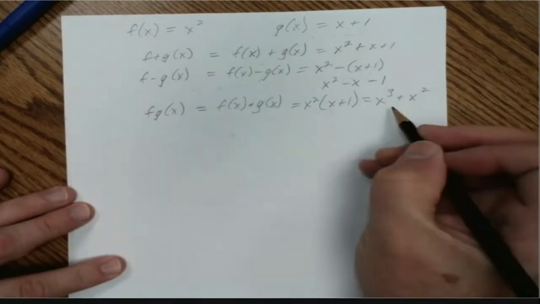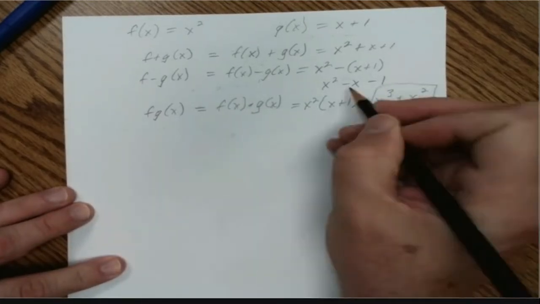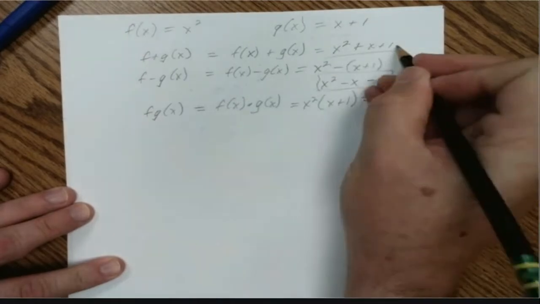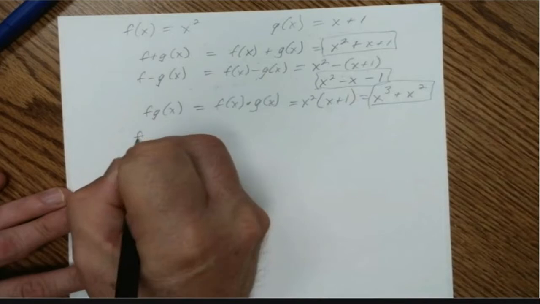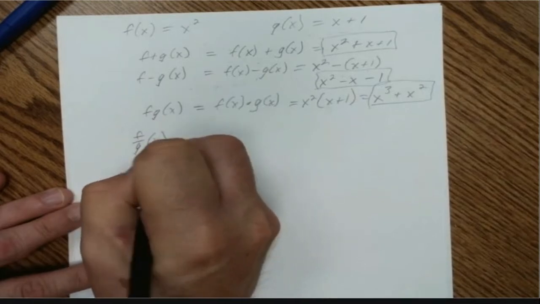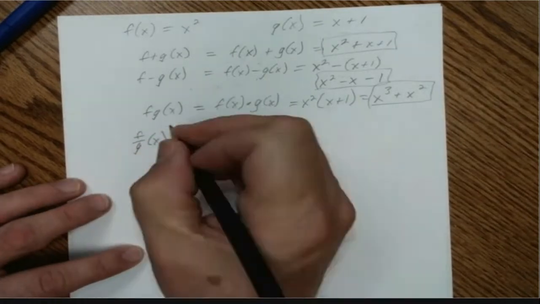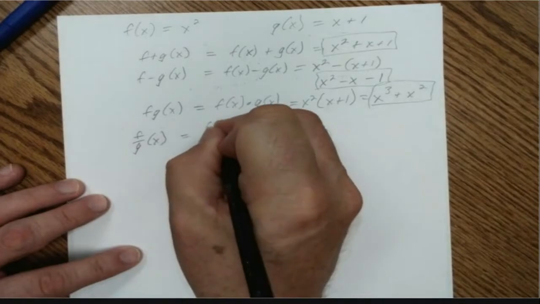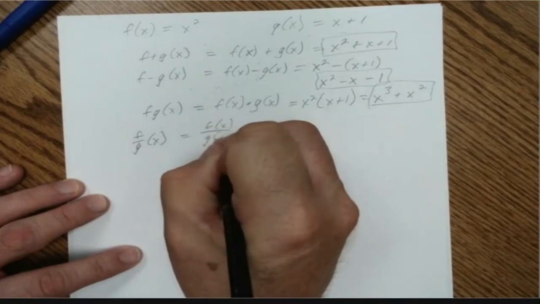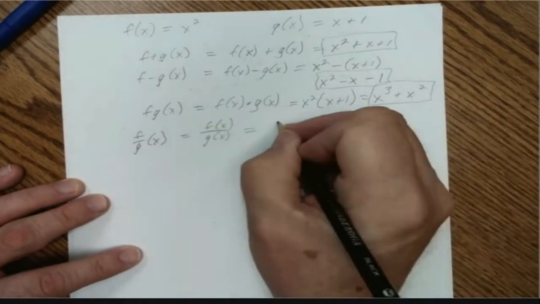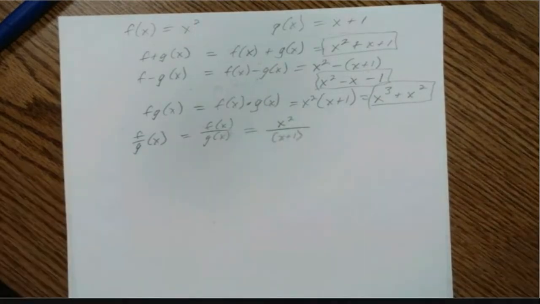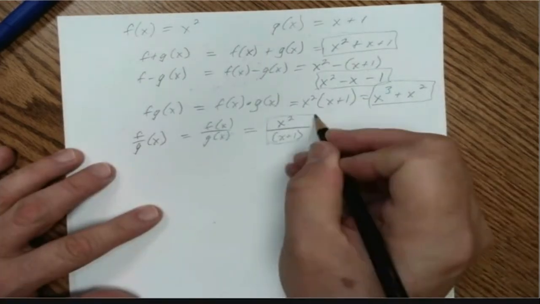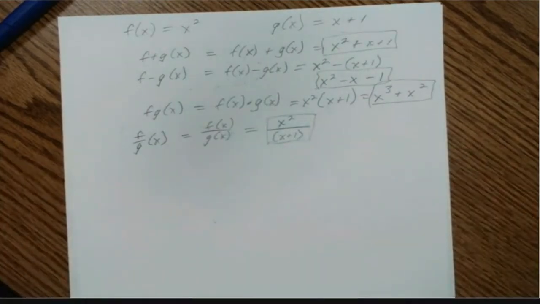So this is multiplying. So we end up with this when we multiply. We end up with this when we subtract it. We end up with this when we add. There's 1 left, and that is f divided by g of x. That's the same thing as taking f of x and dividing it by g of x, which is quite literally x squared over x plus 1. And we can leave the answer in that form right there. x squared divided by x plus 1.